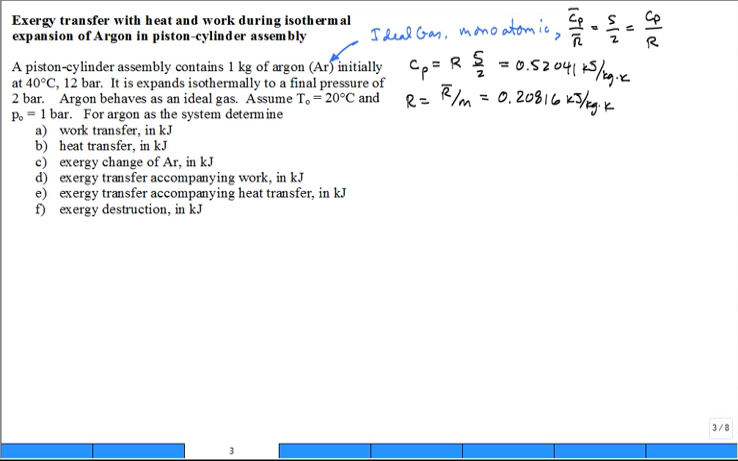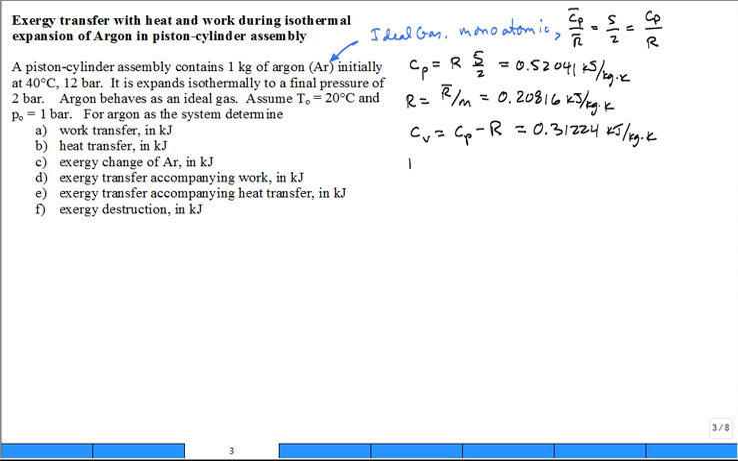And if I need C sub V, how do I find C sub V? You can spend a lot of time looking for C sub P for argon in this textbook. You won't find it. You have to uncover it like I'm showing you. How do you find C sub V? C sub P minus R. There's a relationship between the properties. And so I can get that C sub V is 0.31224 kilojoules per kilogram Kelvin.